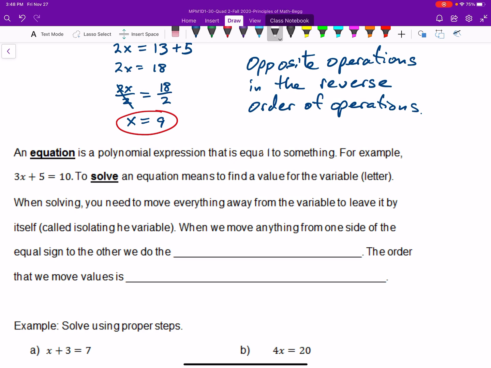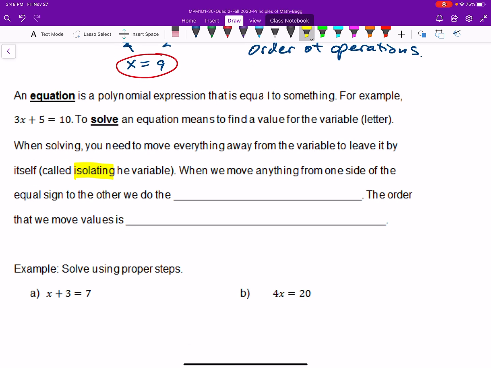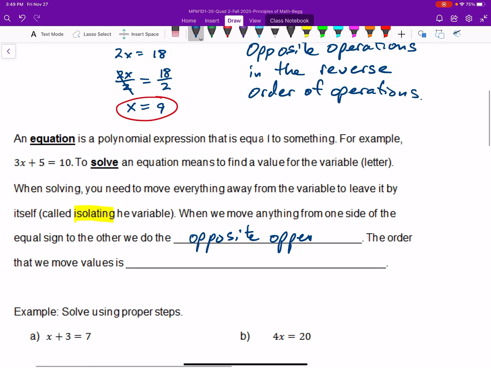To solve an equation means to find the value of the variable. When we're solving, we move everything away from the variable to leave it by itself, called isolating the variable. And when we move anything from one side of the equal sign to the other, we do the opposite operations. The order that we move the values is opposite order, or reverse order, as I said above.